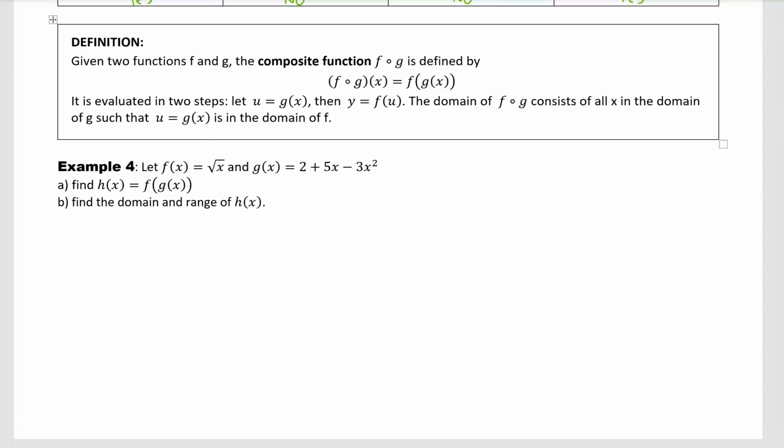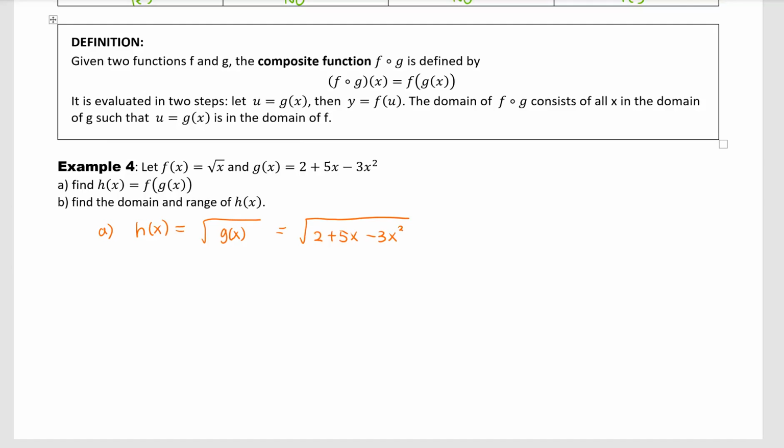So what is h of x? Well, it's f of g of x. So what does that mean? That means for the x in the expression of f, you replace x by g of x. So we have square root of, replace x by g of x, right? But what is g of x? Well, g of x is 2 plus 5x minus 3x squared. Okay, so this is h of x.